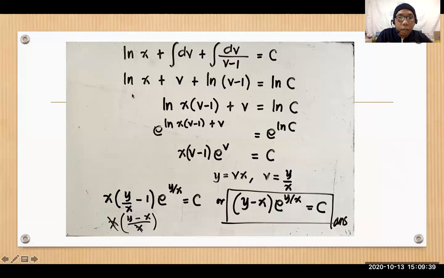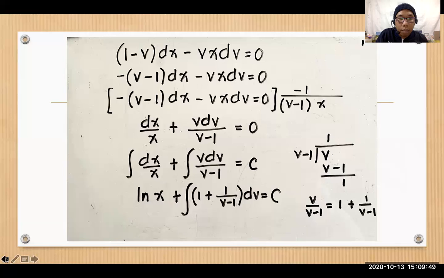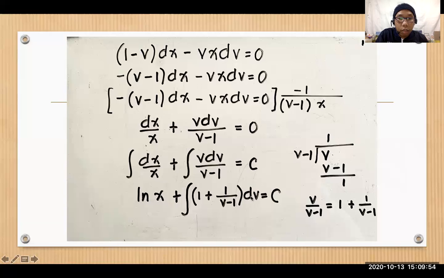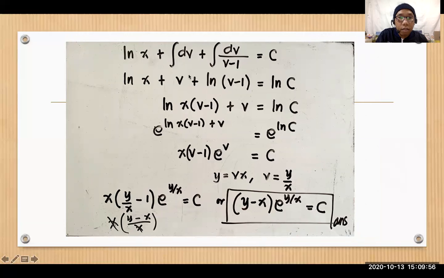So in here, just copy ln of x as the integral of dx over x. And integrate natin yung dv. So what we did, if you're going to the last page, sorry for that. Ayan, distribute lang natin tong dv. Okay, that's why we have this. Okay, integral of dv plus integral of dv over v minus 1. Okay, clear? So we have this resulting solution. So ln of x plus v plus ln of v minus 1 equals ln of c.